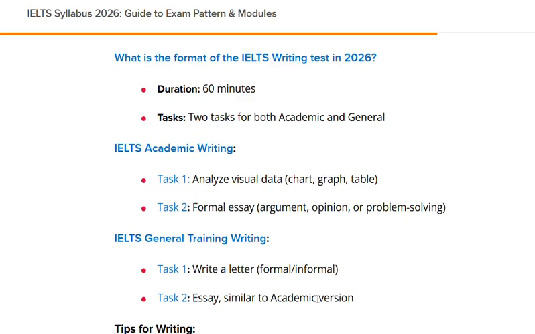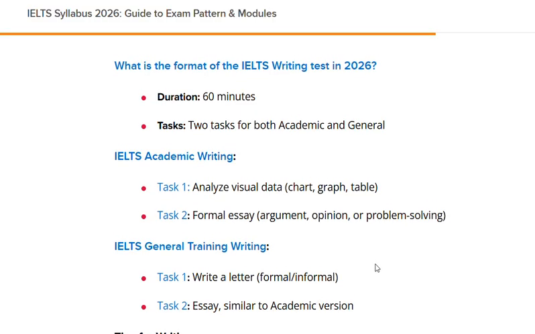Now coming to general writing, you will get a letter, formal or informal, and in task 2 there will be an essay similar to the academic version.